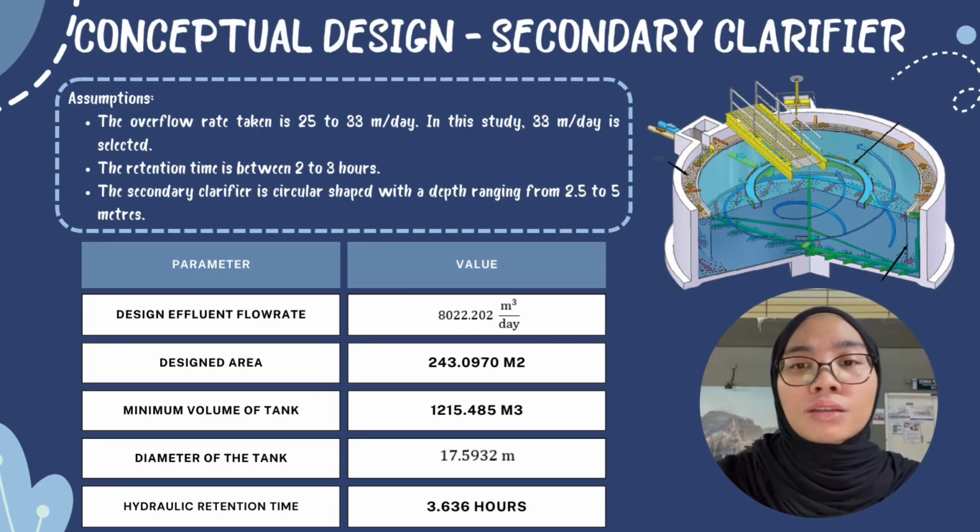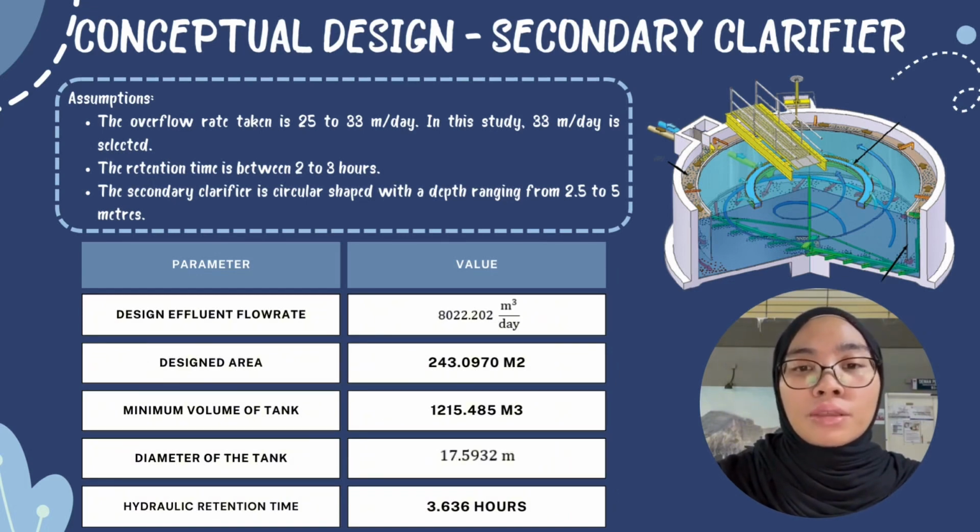The assumptions taken to design this tank are 33 meter per day of the overflow rate, and 2 to 3 hours of retention time. Then the shape chosen for the secondary clarifier is circular, with a depth ranging from 2.5 to 3 meter.